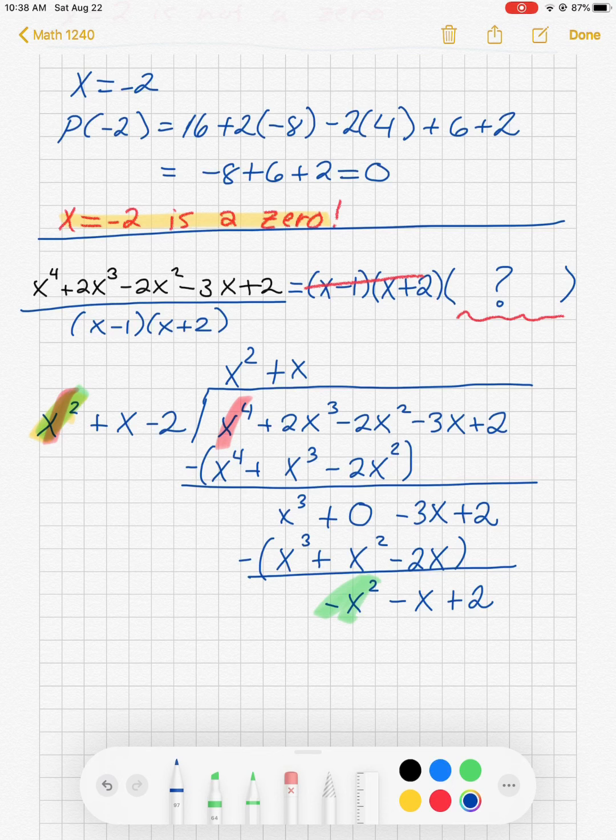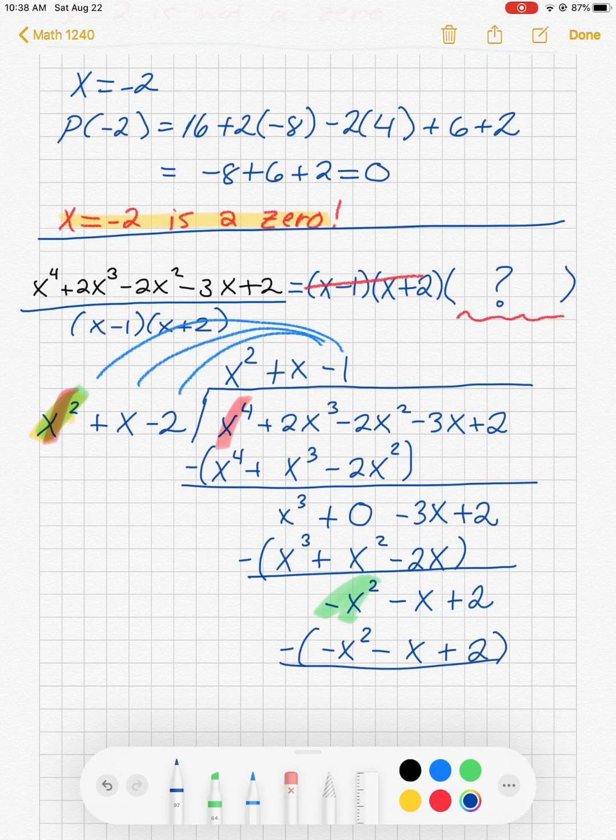Negative x squared divided by x squared, negative 1. Okay, and I'm going to apply that down. So get negative x squared, negative x plus 2. Okay, so I get a 0. So that would have to be true if we've done everything correctly. The remainder must be 0.